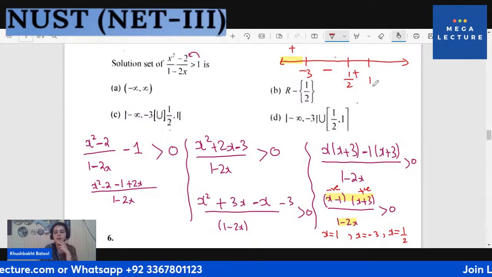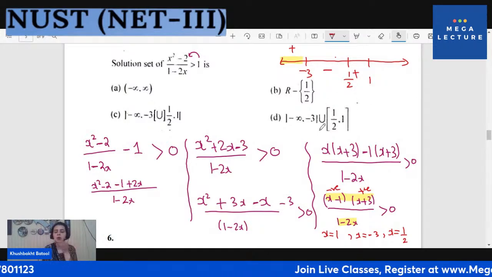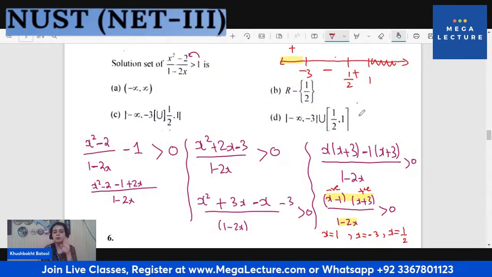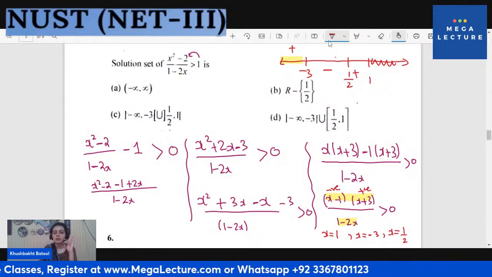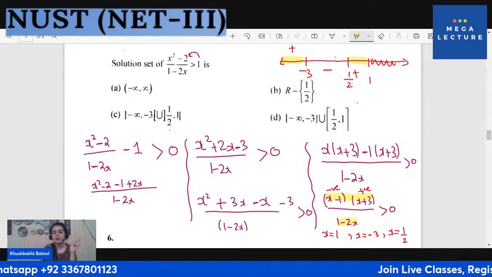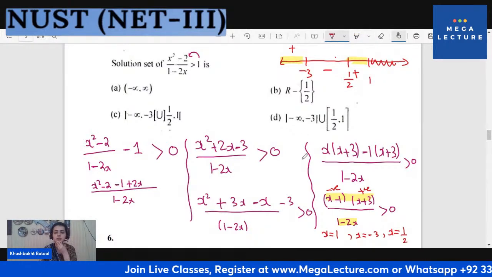Okay, and then greater than 1, we can see the answer choices. We do not have any option that corresponds to this part of the range, so there's no point in checking that. The answer would be valid for minus infinity to minus 3, and then from 1 by 2 to 1. All right, okay. So this would be the answer.